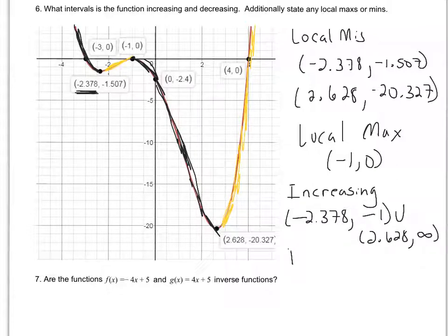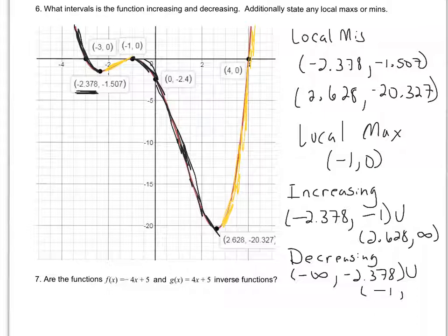And there are two black intervals where it's decreasing. That would be negative infinity to negative 2.378, union negative 1 to 2.628. And again, make sure when you're doing the increasing and decreasing, you only use the x values.